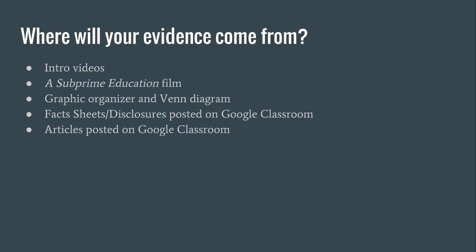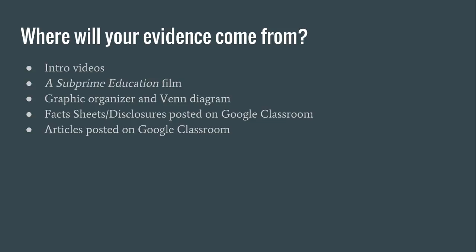Earlier in class, we listened to a few intro videos telling stories about for-profits and doing some undercover work where the admissions people in a few schools and the recruiters were being dishonest, or just giving false information. So evidence could come from your intro videos. It could come from that 25-minute film we watched, the subprime education film. It could come from your own graphic organizer and your Venn diagram that we completed during the film.